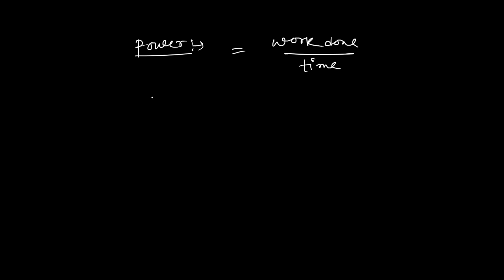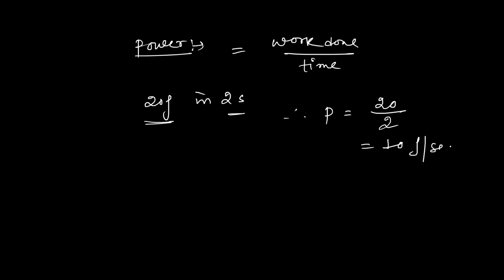Suppose you have done 20 joules of work in 2 seconds, right? You have done 20 joules of work in 2 seconds. So what is your power? That is equal to 20 divided by 2, that is equal to 10 joules per second.